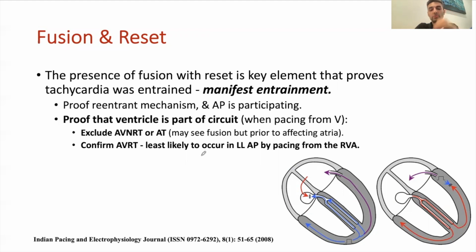It's not possible to fuse and reset in atrial tachycardia or AVNRT, because you have to pace fast. You go retrograde up the His into the AVNRT or atrial tachycardia circuit, so you will not be able to fuse. Only the fully paced QRS.